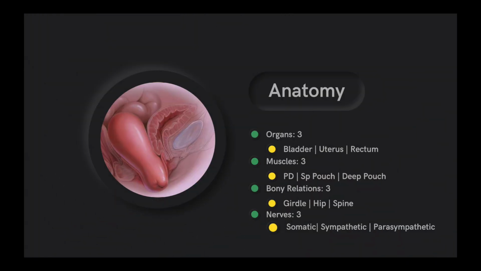Before delving into the physiological details of pelvic floor, I just want you to quickly revisit its anatomy. And here comes the rule of three.